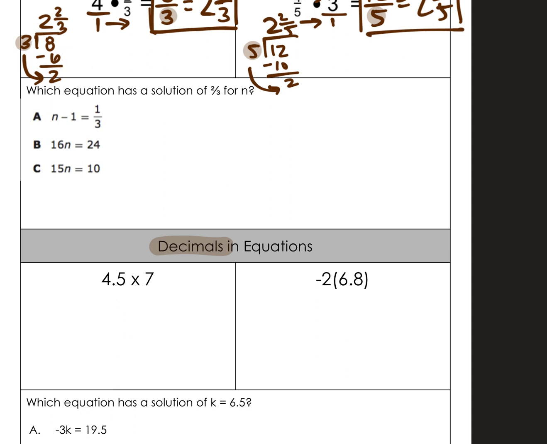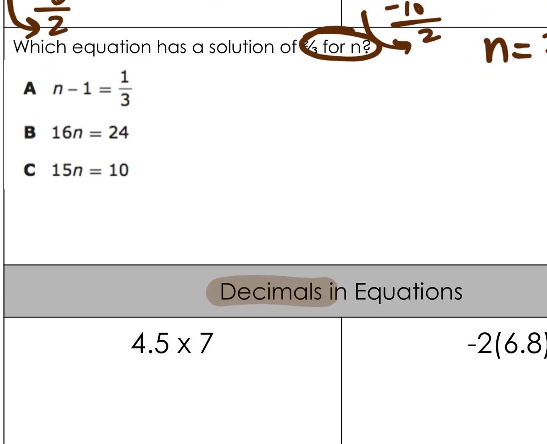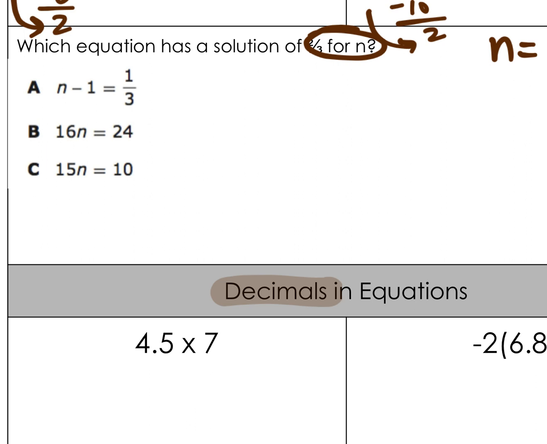Alright, take a moment to pause and catch up if you need to, but if not, I'm going to move on to the next one. This is where we introduce the fractions into the problems we were working with earlier. It says, which equation has a solution of 2/3 for n? So anywhere you see an n, you're going to put 2/3 in there. Let's go ahead and start off by double checking if A could possibly be my correct answer. So A says n minus 1 equals 1/3.